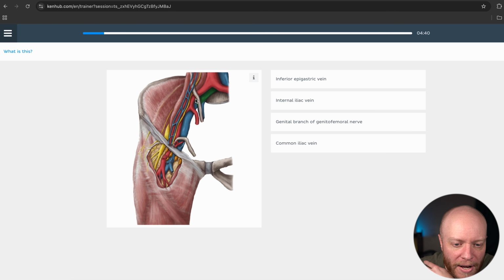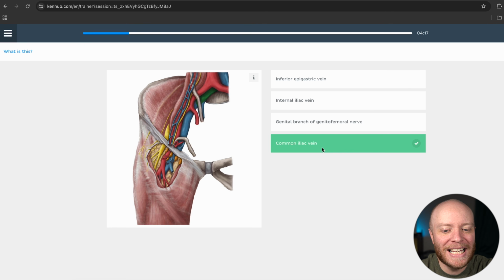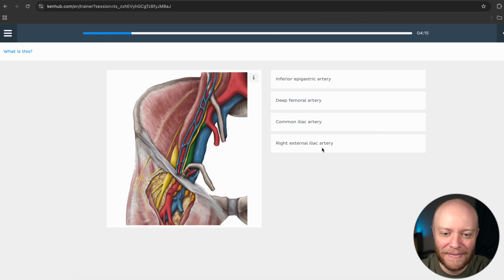First off, we have this one right here. I don't know if you can see this. You're always welcome to pause the video and zoom in if you need to. Is this the inferior epigastric vein, the internal iliac vein, the genital branch of the genitofemoral nerve, or the common iliac vein? So this one is the common iliac vein. All right, so we have another blood vessel.